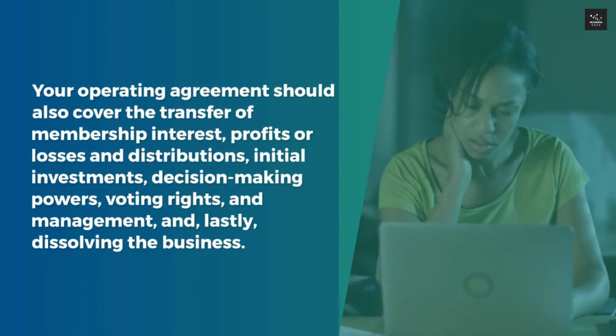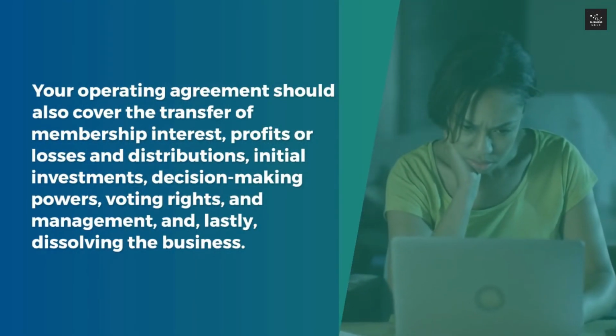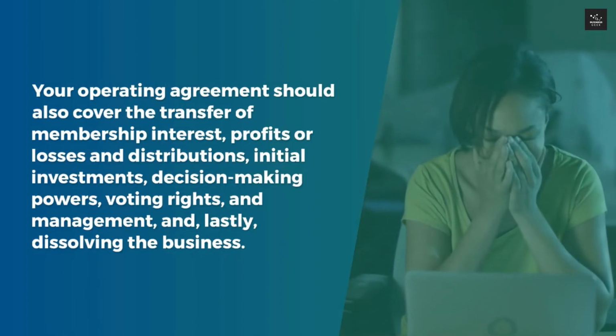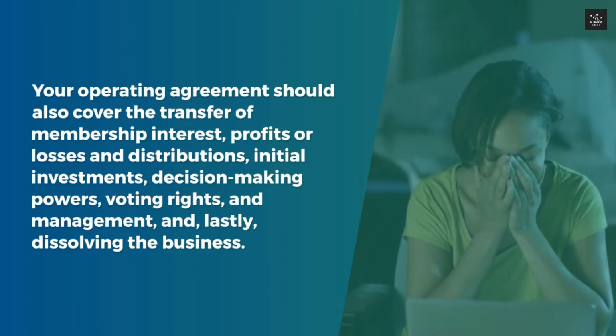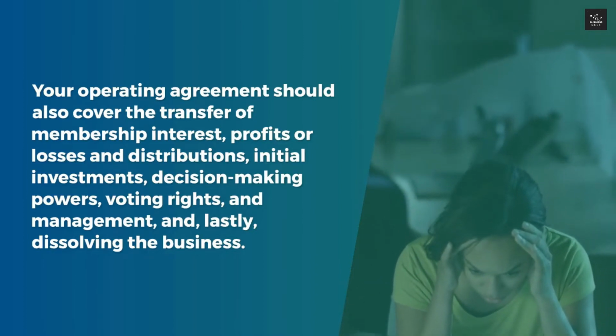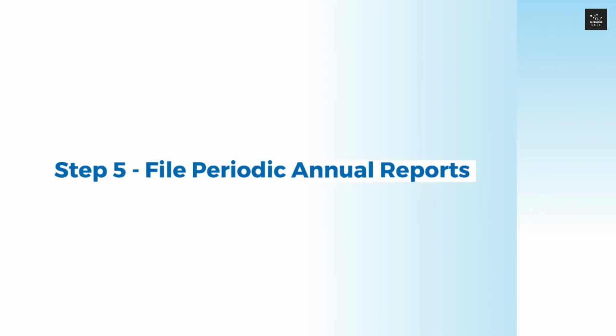Your operating agreement should also cover the transfer of membership interest, profits or losses and distributions, initial investments, decision-making powers, voting rights, and management, and, lastly, dissolving the business. Step 5. File periodic annual reports.